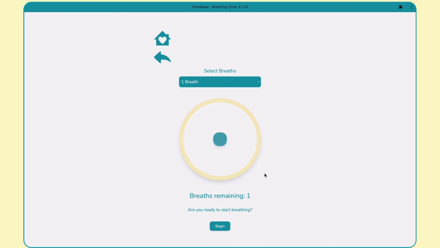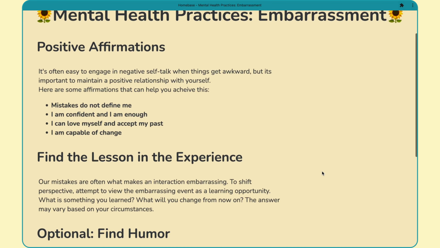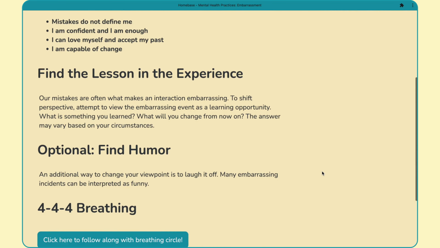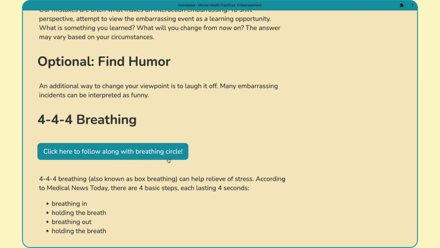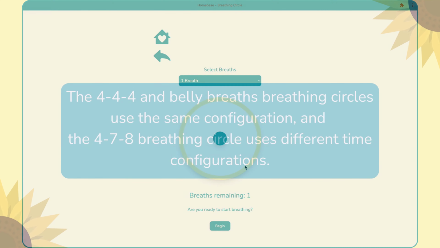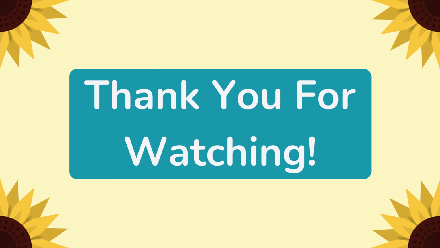When I click on the Embarrass button, the user can see example positive affirmations to live by, as well as 2 steps into recovering from embarrassment. I also added the 4-4-4 breathing method as another breathing technique the user can try. Note that the 4-4-4 and belly breaths breathing circles use the same configuration, and the 4-7-8 breathing circle uses different time configurations. That's it, and thanks for watching.